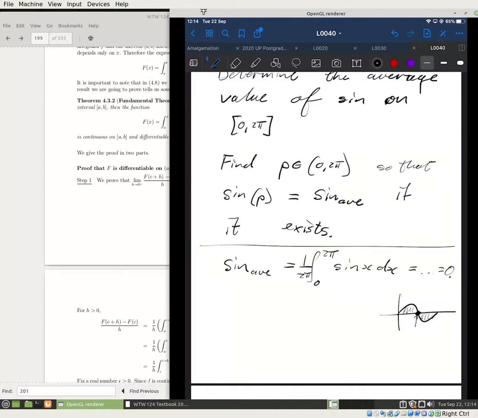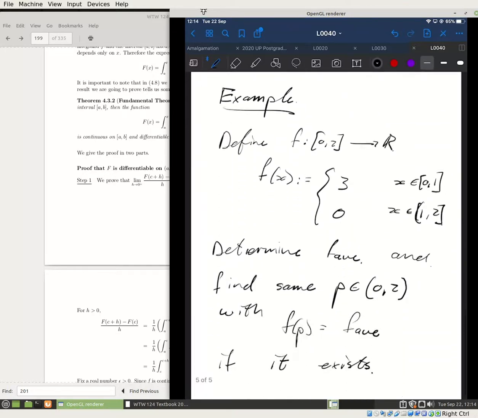And we see here at pi, there exists a point P in the open interval from 0 to 2 pi, where the function value is equal to the average value. We've got sine of pi is equal to the average value of sine. So we see here there is a function value which takes on the average value.